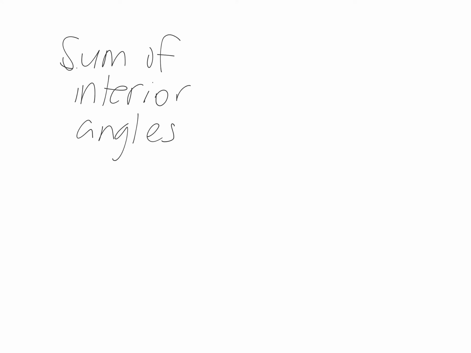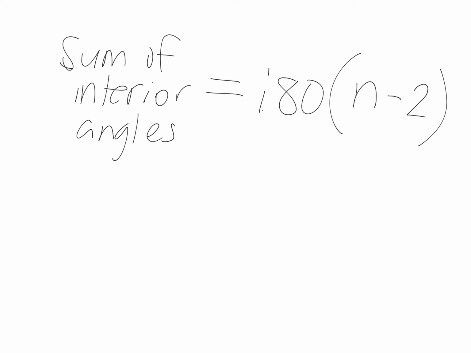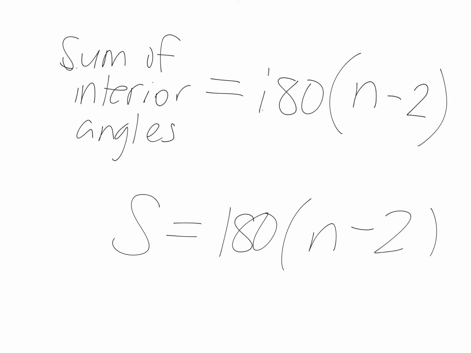Good. We've talked about this formula before. To find the sum of the interior angles in any polygon, we take 180 and we multiply it by the number of sides, subtract 2. The number of sides, take away 2, gives you the number of triangles. And every time we add a side, we add a triangle, okay? So this is the formula. Sum equals 180 times the number of sides, take away 2.